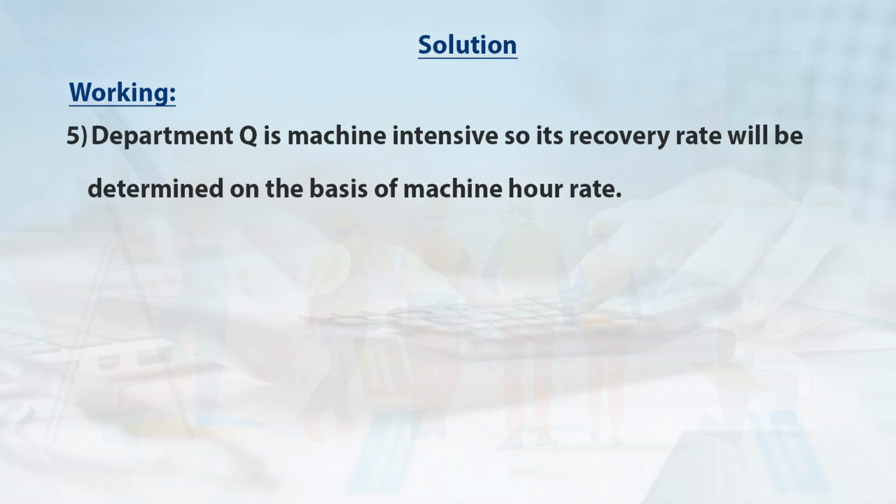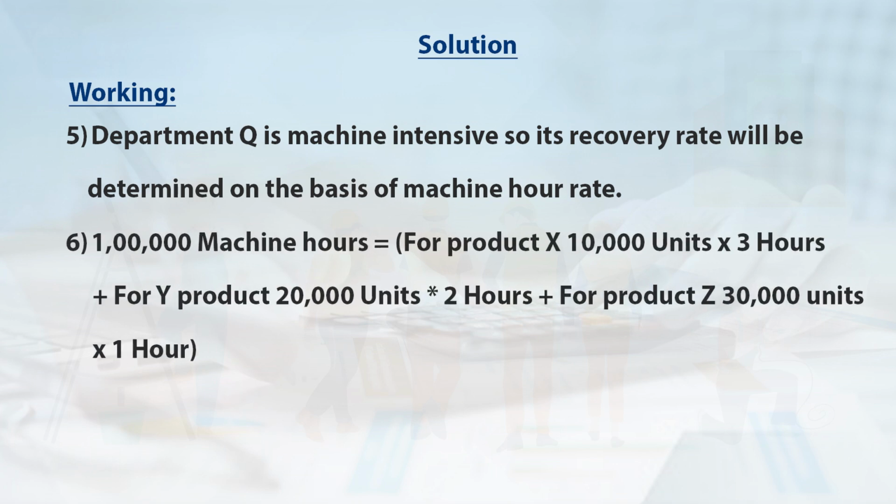Fifth, department Q is machine intensive, so its recovery rate will be determined on the basis of machine hour rate. Sixth, 1 lakh machine hours is equal to, for product X 10,000 into 3 hours, for product Y 20,000 units into 2 hours, for product Z 30,000 units into 1 hour.